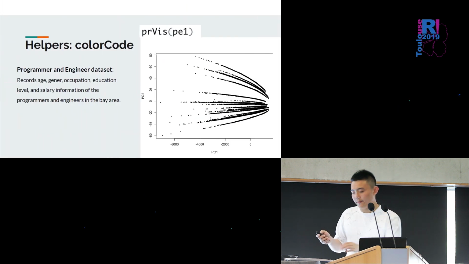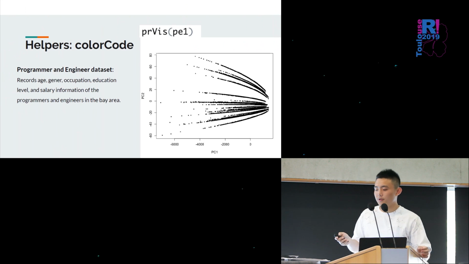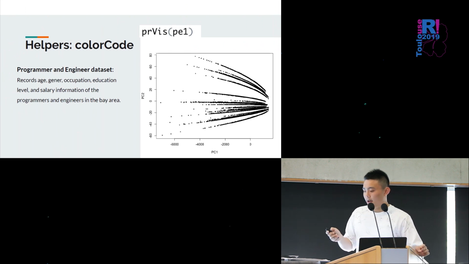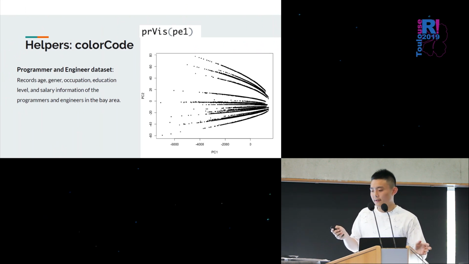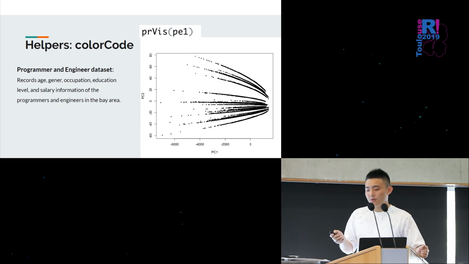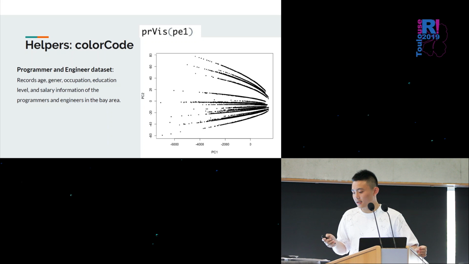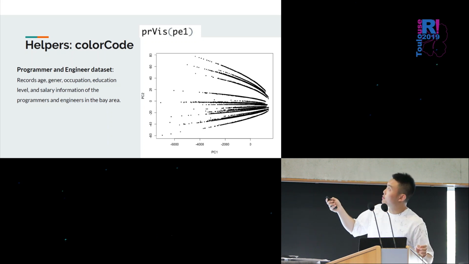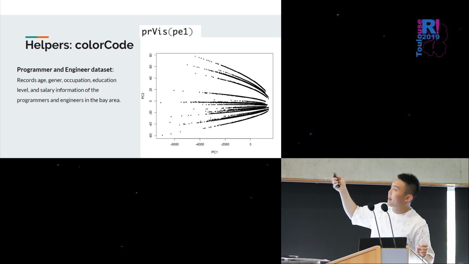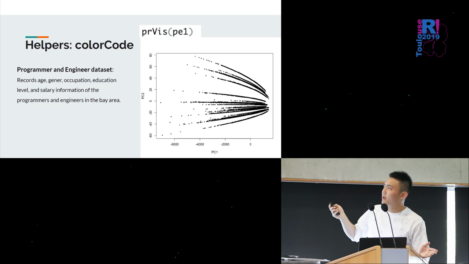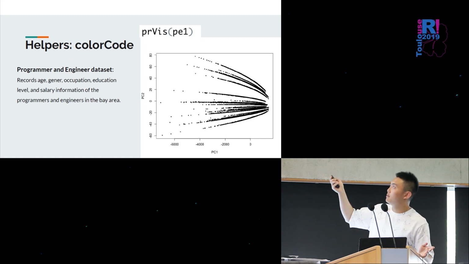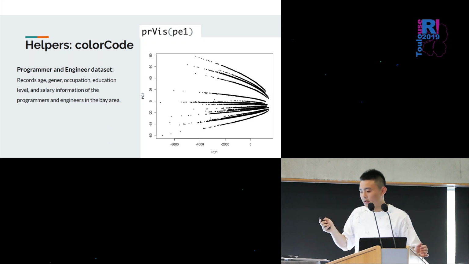So we also have helpers. The helper I'm going to introduce is colorCode. I use the PE dataset that records information about the programmers and engineers in the Bay Area to demonstrate how colorCode works. Since there are no predefined labels, I just use no option to generate these 10 black straps. And so I wonder, what kind of meaning do those 10 straps represent, right?